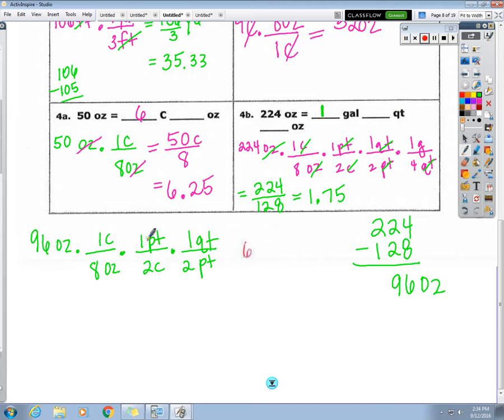So cancel, cancel, cancel, cancel, cancel, cancel. What's left in the numerator? What's left in the denominator? And what does that become? And it's a whole number. So that means there's exactly 3 quarts and nothing else left, so 0 ounces. Had there been a point something, you would have had to have taken that and done another conversion chain to figure out the ounces. Okay, now we're going to move on to something different, so turn to page 8.